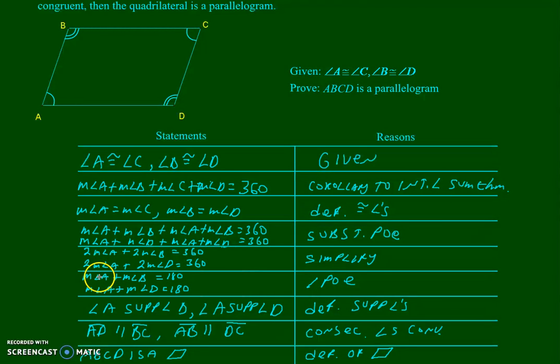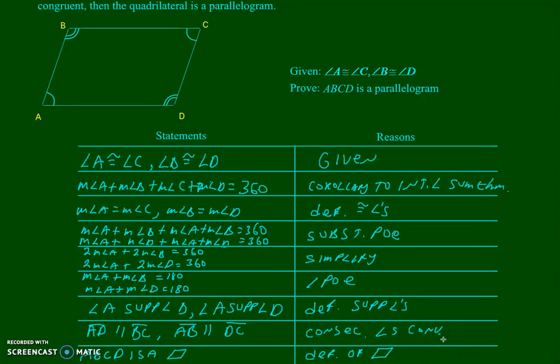Now you can see that we've managed to show that A and B are supplementary angles, and A and D are supplementary angles. And that's by the definition of supplementary angles, that supplementary angles are angles whose measures add up to 180 degrees. So because these two are supplementary and they're consecutive interior angles, if two lines are cut by a transversal so that the consecutive angles are supplementary, then the lines are parallel. So that allows us to say that AD is parallel to BC. Likewise, two lines cut by a transversal so that the consecutive angles are supplementary, the lines are parallel. AB is parallel to DC. And that's the consecutive angles converse.